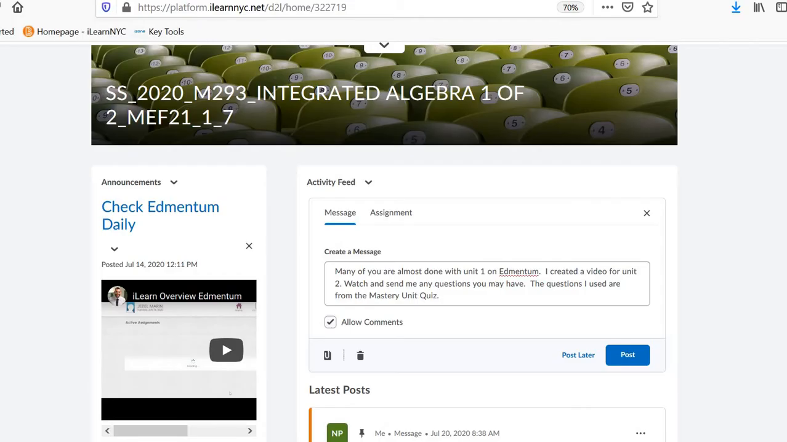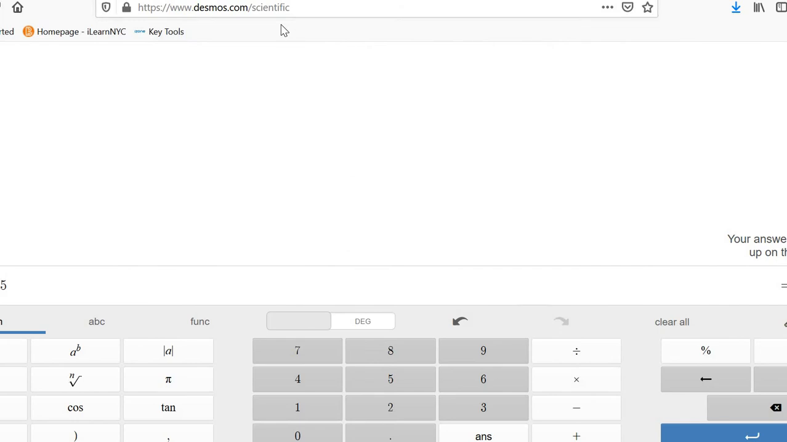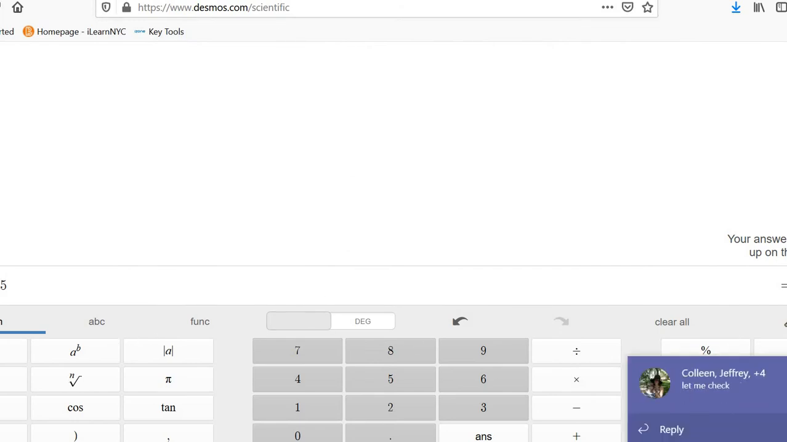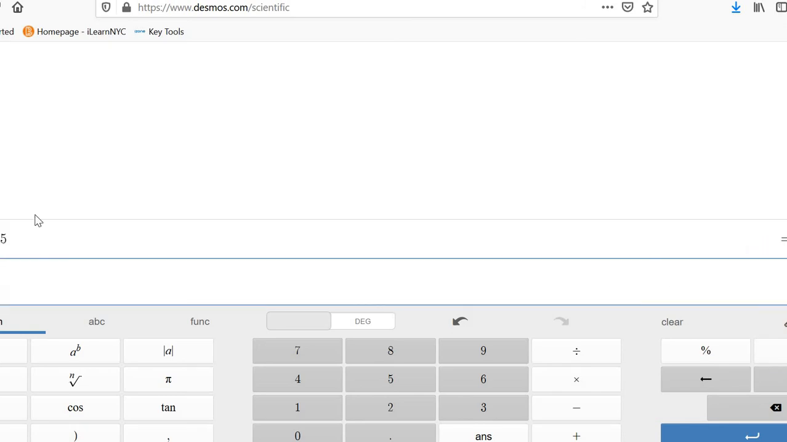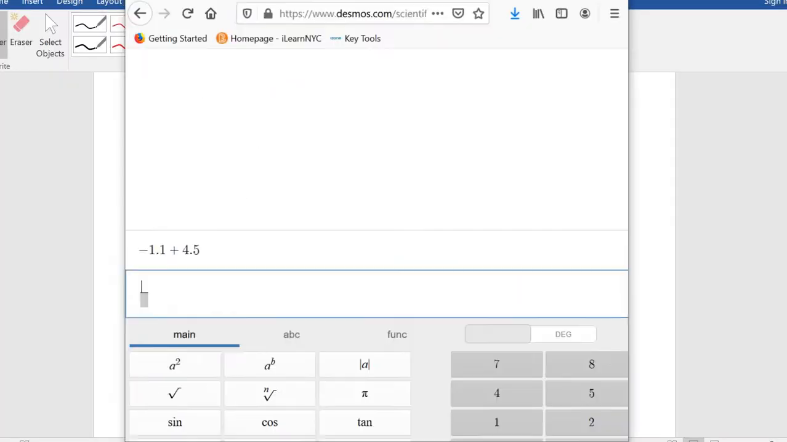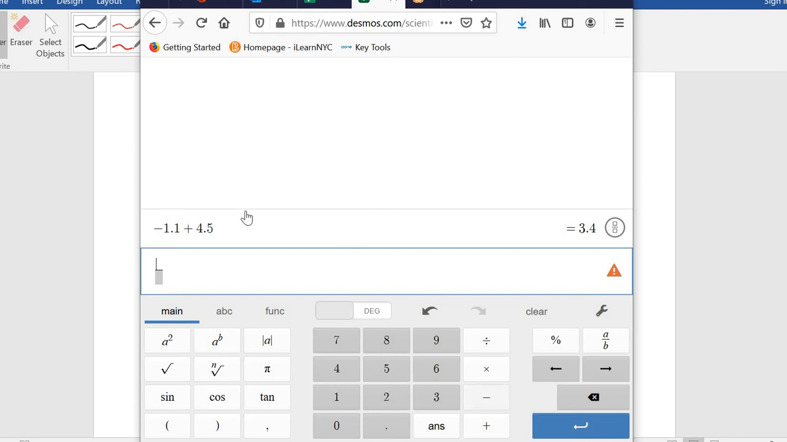So I go to Desmos.com. So it's Desmos.com/scientific. And if you go to clear all, there's a percent sign, and next to the percent sign there's an AB, and I'm going to click that AB because that means fraction. Now I tried to make this window perfect. Now you guys can see.